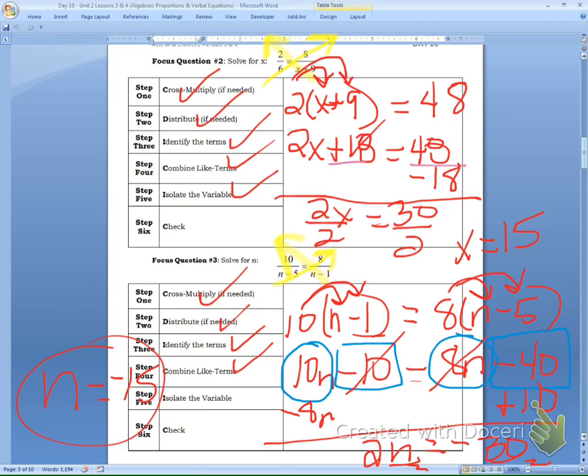Alright, do the practice questions on the next page, and then you can check your work.